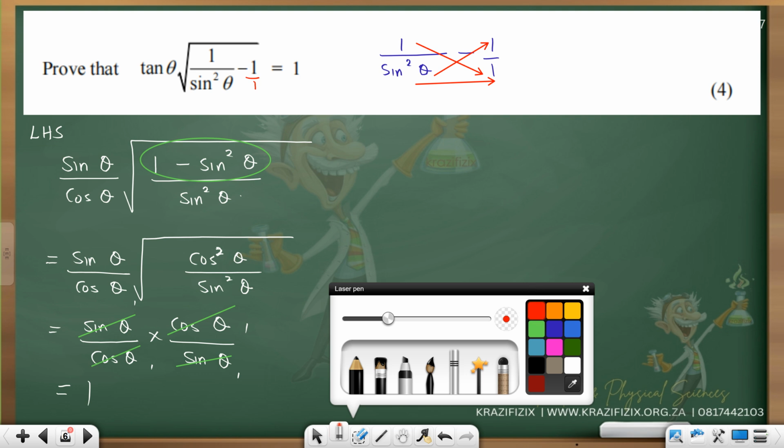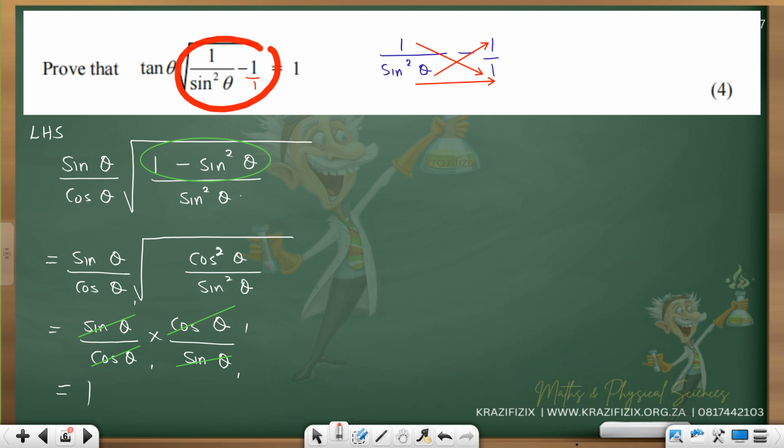Remember, we're using diagonal denominator. 1 times 1 is 1. That's where this one came from. Sine squared theta times 1. That's where that came from. And the denominator, we have that. Keeping my big umbrella.